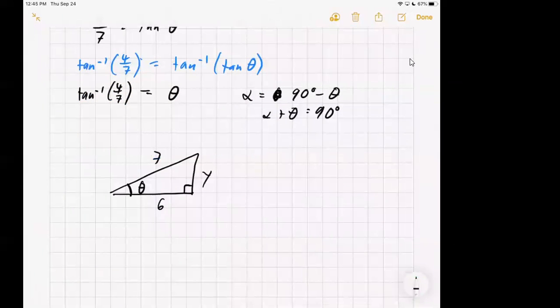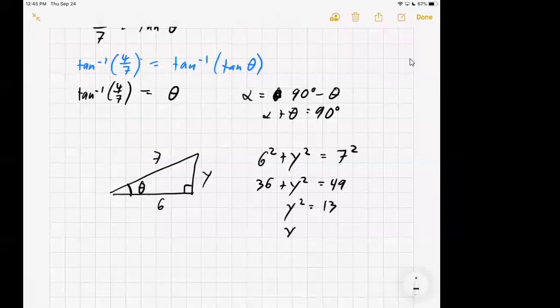So to get the side y here, we would know that 6 squared plus y squared is equal to 7 squared. So 36 plus y squared is 49. And if we subtract 36 from 49, let me make sure I get this right, we will end up with 13. So y squared is 13. Y would be the square root of 13. So that's how you would find the side.